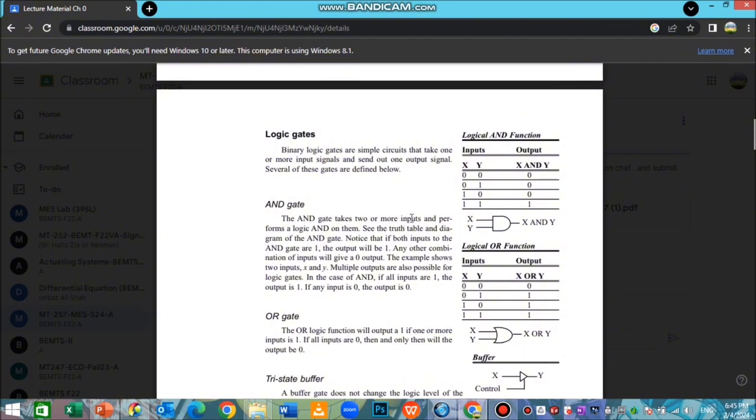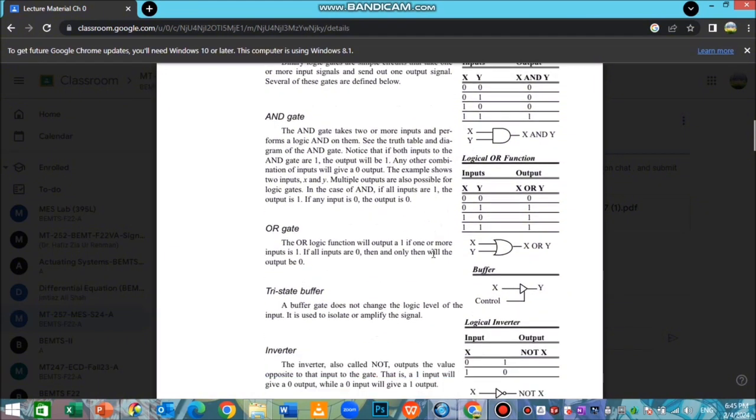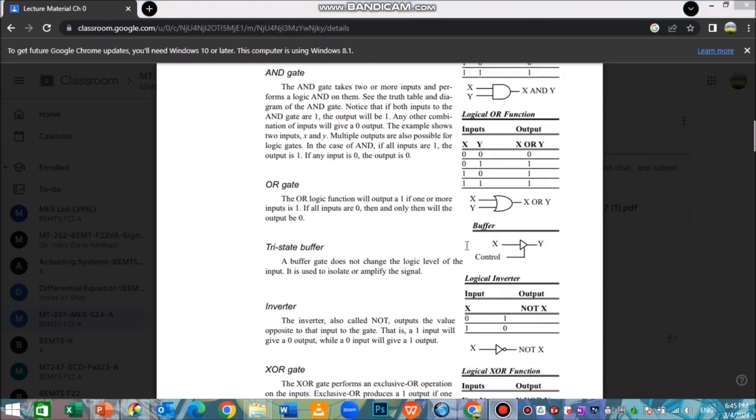So in the AND gate, whenever any input is 0, the output is going to be 0. Then comes the OR gate. Whenever any input is 1, the output is going to be 1. Then we have a tri-state buffer. In a tri-state buffer, you can see we have a control unit and an input. The input is going to the output, but the only difference is that we can control it.